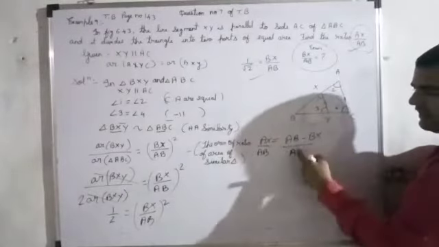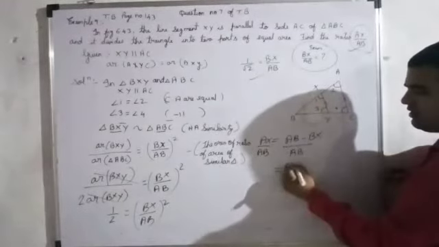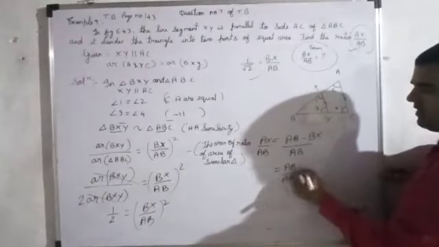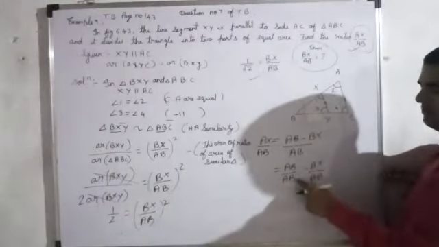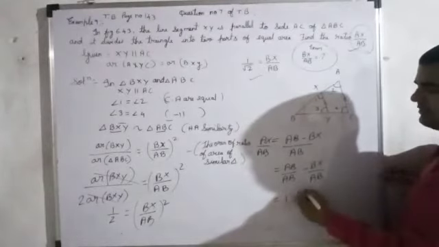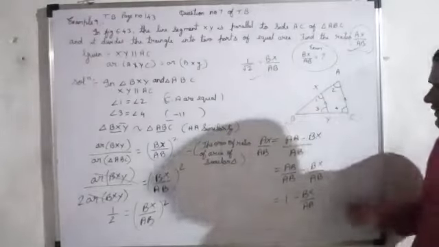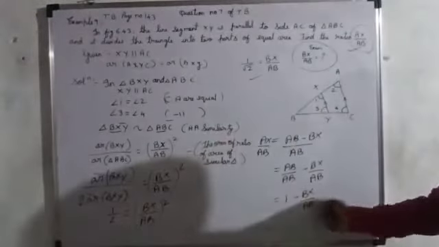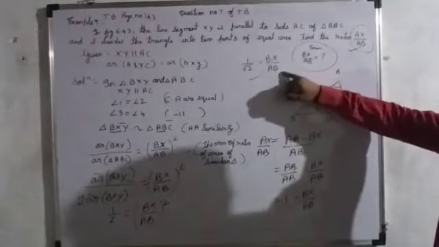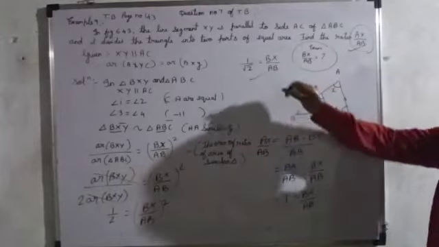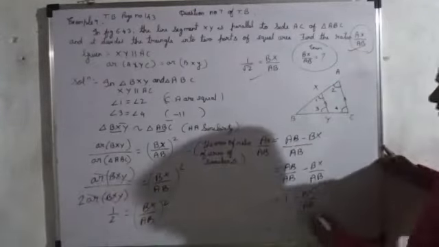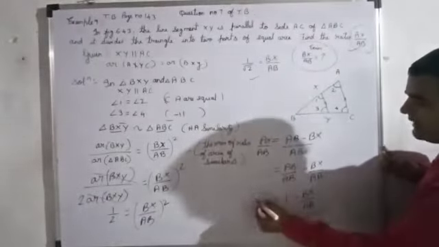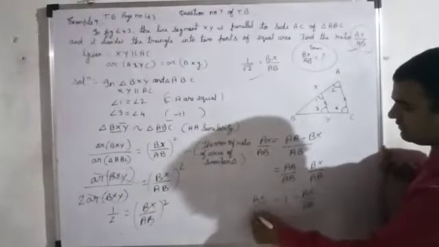We will simplify this. I can write AB upon AB minus BX upon AB. This is just a hint. AB upon AB is what? 1 minus BX upon AB. Okay, so it's 1 minus BX upon AB. It means this is BX upon AB. Okay, from 1 we need to subtract to get what? AX upon AB. Yes, this is the backtracking method.